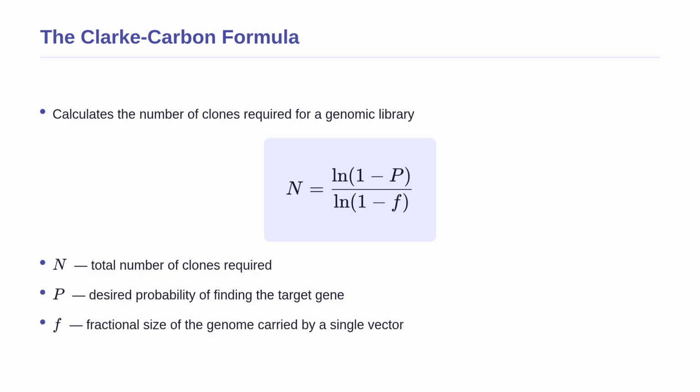Now that we understand what a BAC is, let us look at the mathematics of genomic libraries. When scientists chop up a genome, they need to ensure every single piece is represented in their bacterial clones. The Clarke-Carbon formula calculates exactly how many clones are required. In this equation, N is the total number of clones we need to grow. P is our desired probability of finding the target gene, usually set to 99%. Finally, F is the fractional size of the genome carried by a single vector. As the vector's capacity increases, F gets larger, which mathematically drives down the total number of clones required.